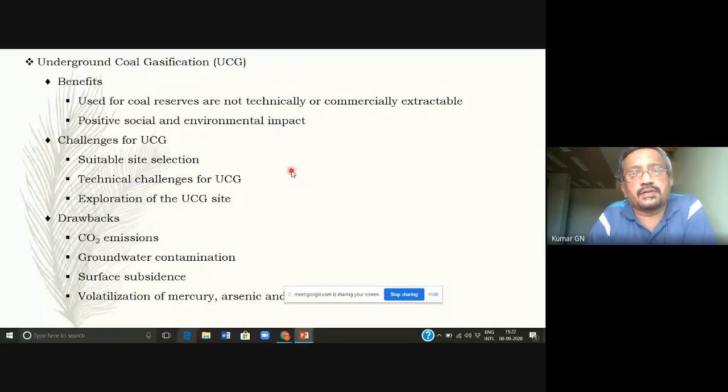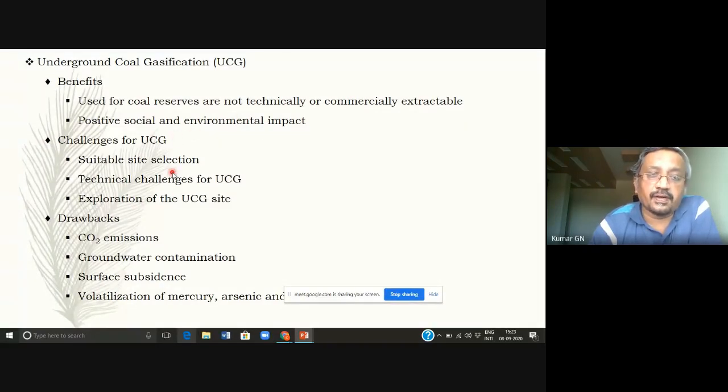Some technologies are available, but still at laboratory level. It has not come to the land, that is, to the public. It's not used extensively. So the coal can be used effectively, and that is underground coal gasification. Whatever emissions are coming, they are buried inside the earth itself. So the advantage: positive social and environmental impact, because there is no carbon dioxide release, because it is trapped inside the earth.